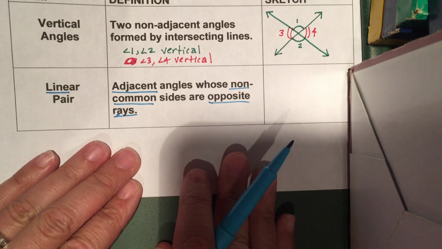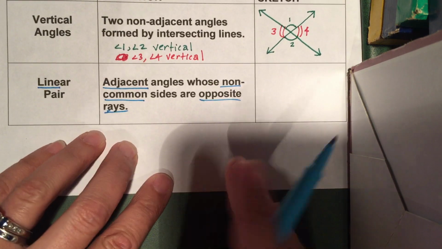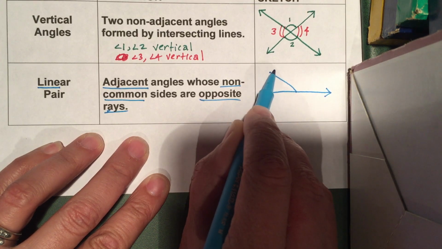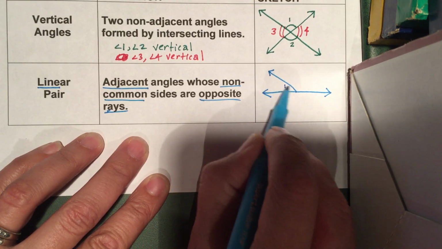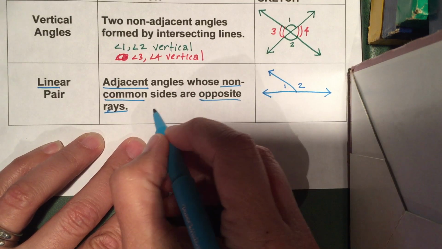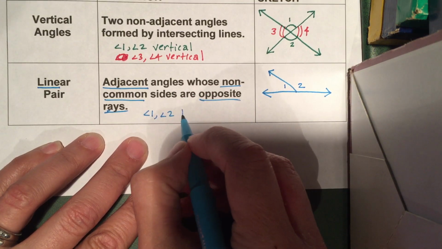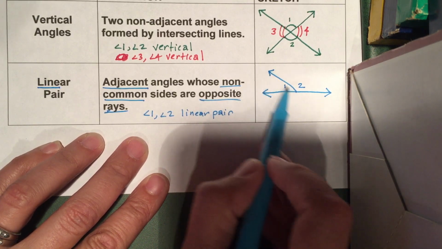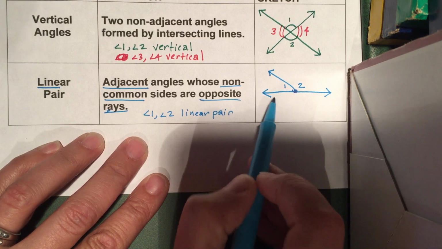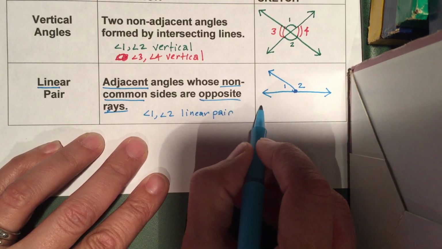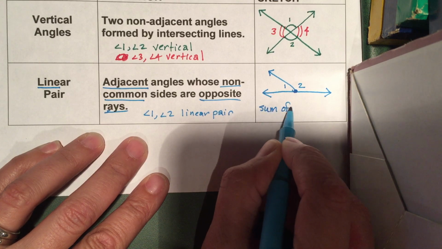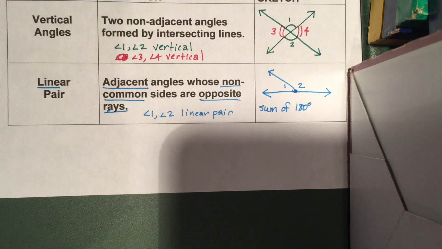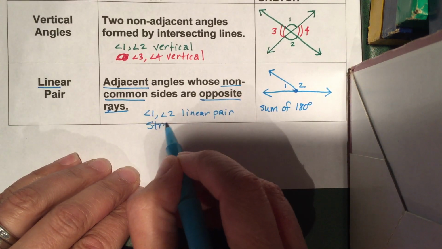So what we're going to look at for a linear pair here is you're basically going to have a straight line, and then you're going to have angle 1 and angle 2, and those are a linear pair. What that means is they are adjacent, they share a side, and they share a vertex. And a linear pair is always going to have a sum of 180 degrees. They will always add to 180 because they are a straight line. They, in essence, form a straight angle.